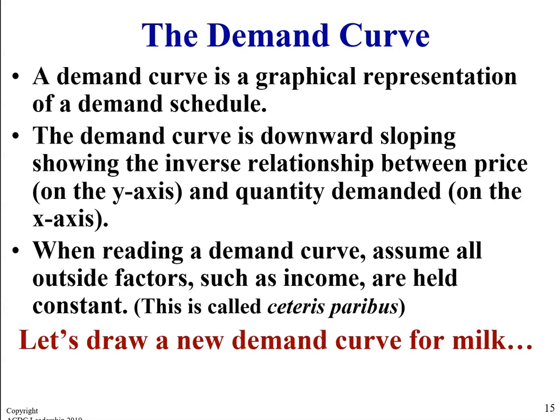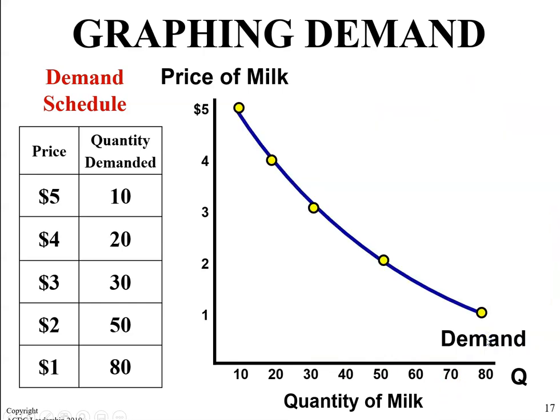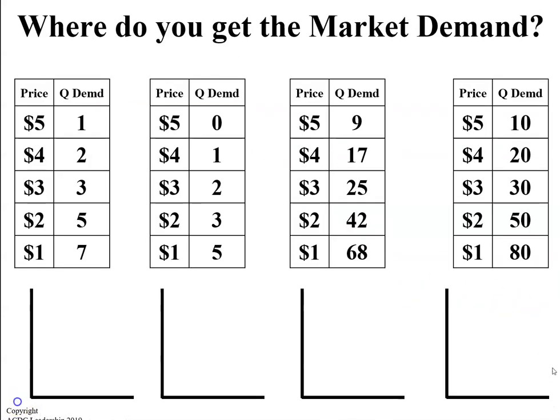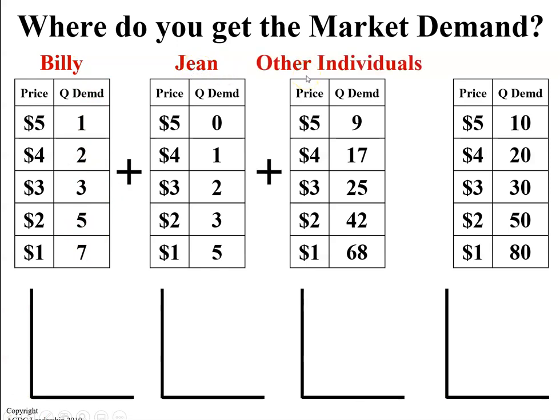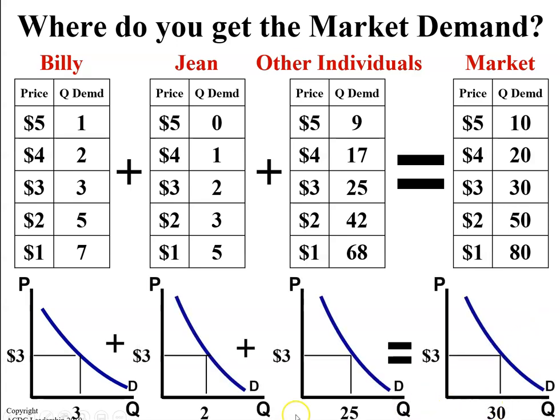Let's draw a new demand curve for milk. So draw this graph and each price and quantity as a point. So you should get a demand curve that looks like this. Where do we get the market demand? Let's assume we have a demand schedule for Billy, a demand schedule for Jean, and a demand schedule for other individuals. The sum of these demand curves equals the market demand. So those are illustrated below in this graph.